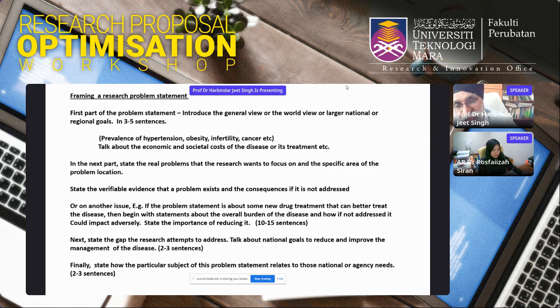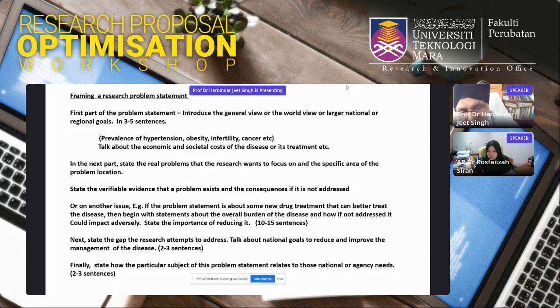And then you state the importance of reducing it and how the findings of this research could help, and how it will help to fill the gap. That would be the next thing you mention: how this investigation you're proposing will help to reduce or improve the management of the disease. As I mentioned just now, the first part could be about 3 to 5 sentences. The second part could be 10 to 15 sentences, because that's where the emphasis is going to be, and that should be where your research question originates from as well. And then, of course, how it will benefit, 2 to 5 sentences, no problem.